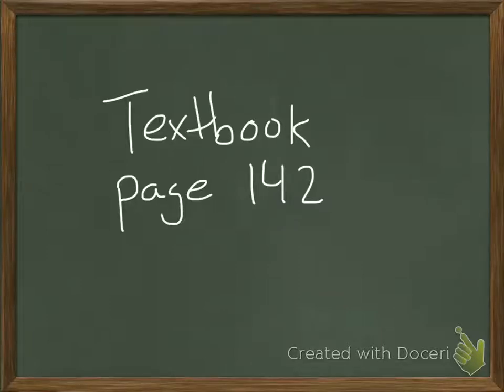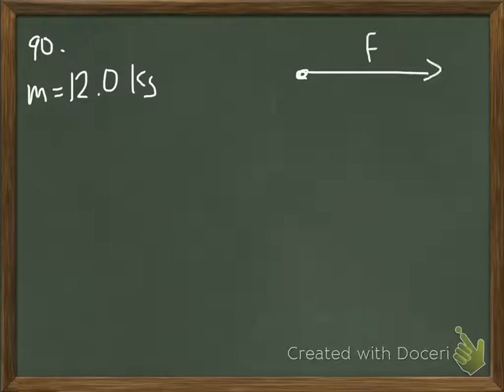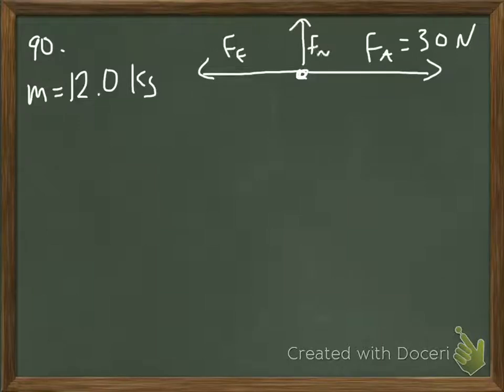This is a review of friction and forces in two dimensions. Let's take a look at number 90. We're given the mass of a box that we're sliding across the floor. The first thing I'm going to do is draw a free body diagram for this box.